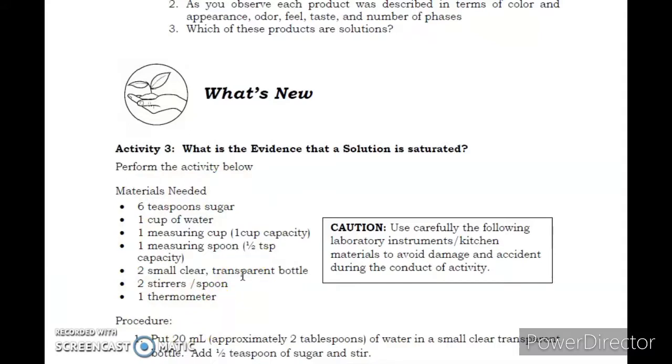So let's enumerate the materials needed. So 6 teaspoons of sugar, 1 cup of water, 1 measuring cup with 1 cup capacity, 1 measuring spoon with 1/2 teaspoon capacity, 2 small clear transparent bottles, 2 stirrers or spoons. Disregard this thermometer. Hindi natin siya gagamitin.